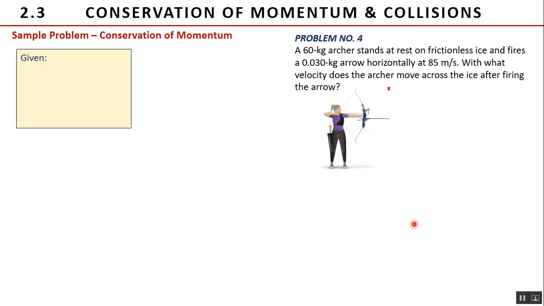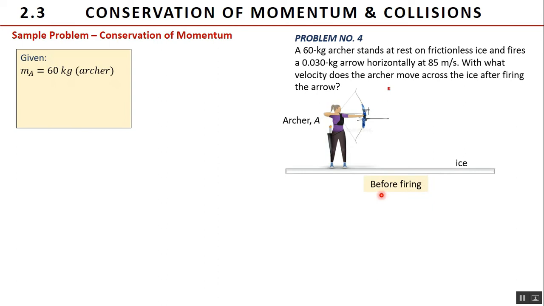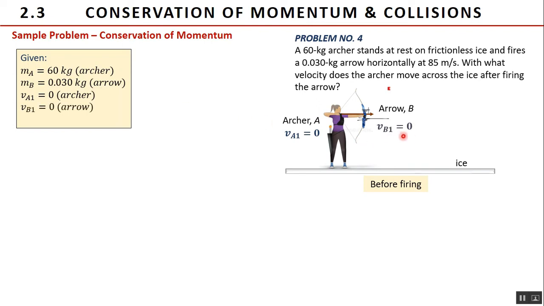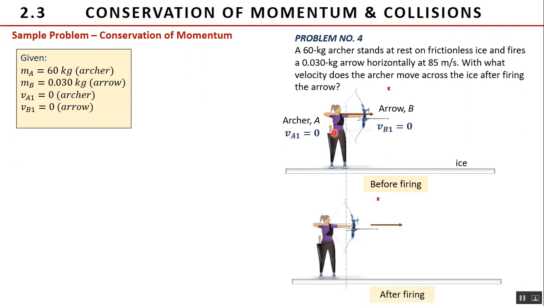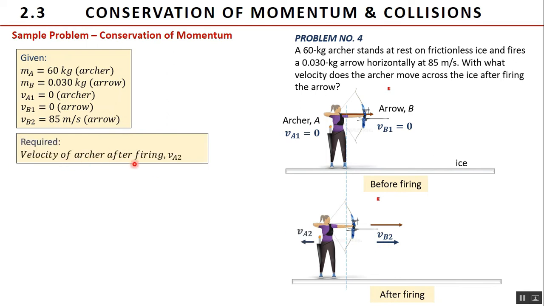So let us analyze the problem. Let's say that body A is the archer. Her mass is 60 kilograms. She is standing at rest on ice, therefore her initial velocity is 0. Then, we designate the arrow as body B, and its mass is 0.03 kilogram. Its initial velocity is also 0, since the archer is still holding it for a while. Then, she releases the arrow, so this 85 meters per second is the arrow's velocity after firing. What we are going to find out is the recoil velocity of the archer, v sub A2.